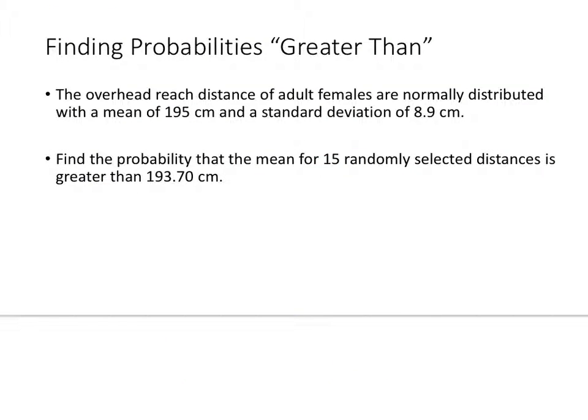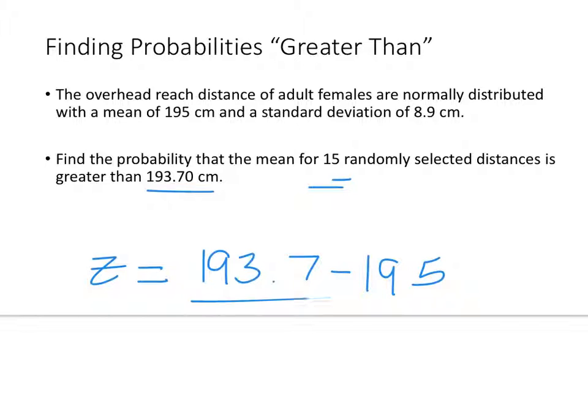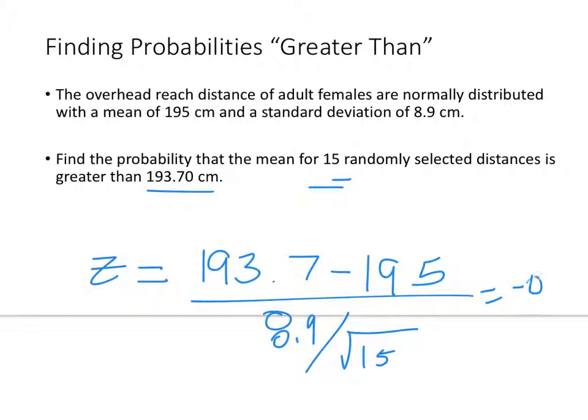We have a sample size, so this one has a sample size. So I'm still going to do my same z. They changed my number on me here, so 193.7 minus 195. My standard deviation, when I have a sample size, don't forget to do the square root. And in this case, I got negative 0.57. Okay, so you're putting all that in your calculator, getting negative 0.57, which would make sense.